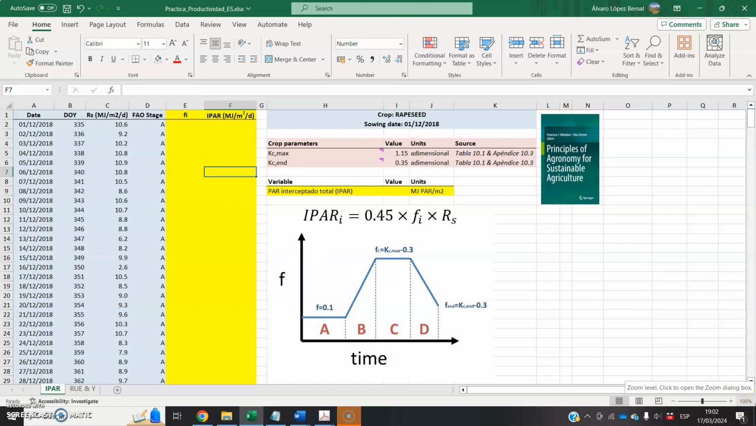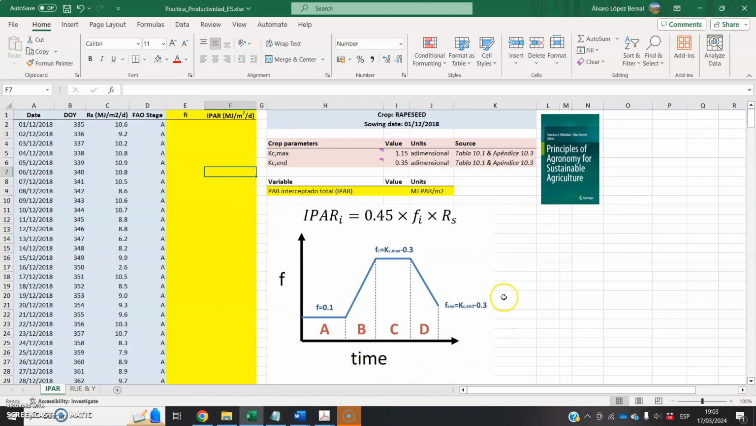In this tutorial, we will show an example of how to calculate the total photosynthetically active radiation intercepted by a crop during its cycle, using a very simple model that relates the fraction of radiation intercepted by the crop with the crop coefficient.